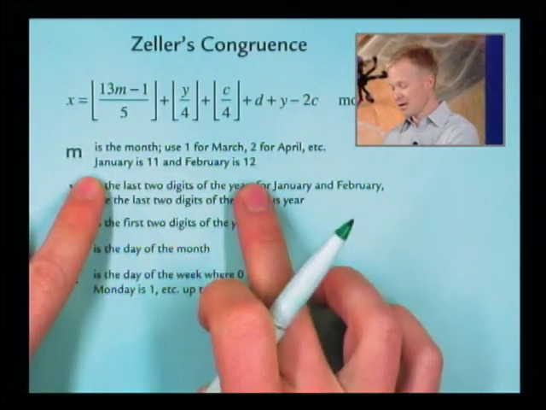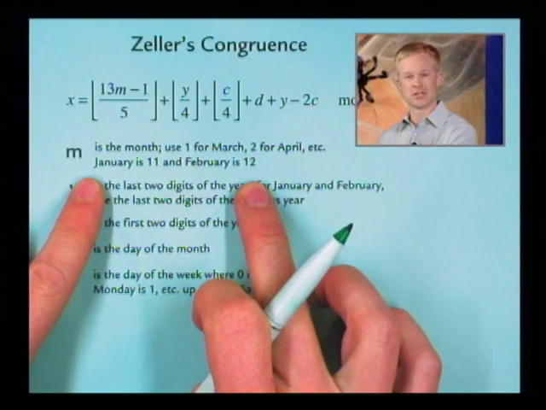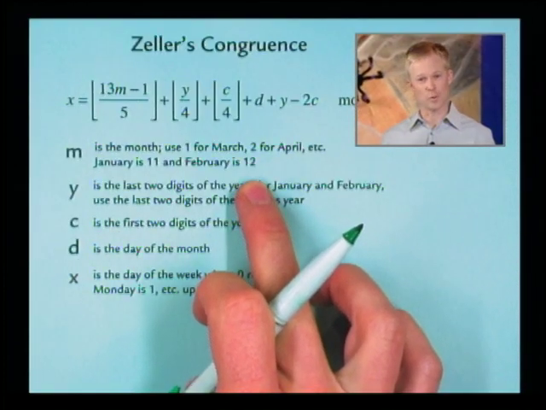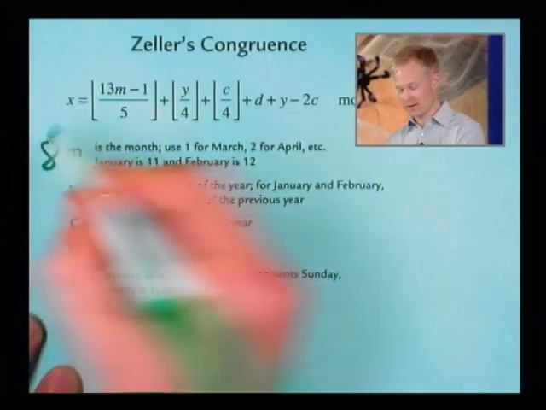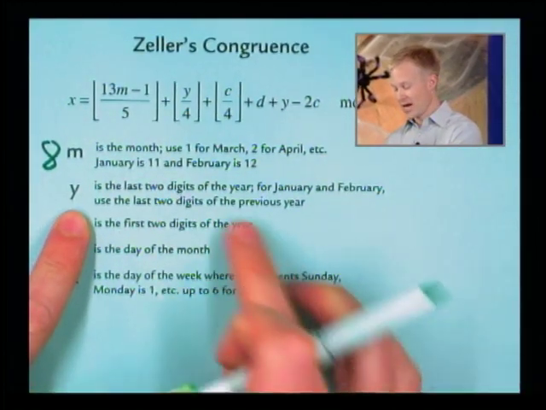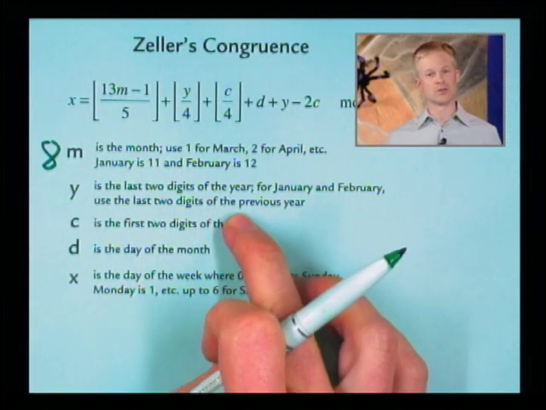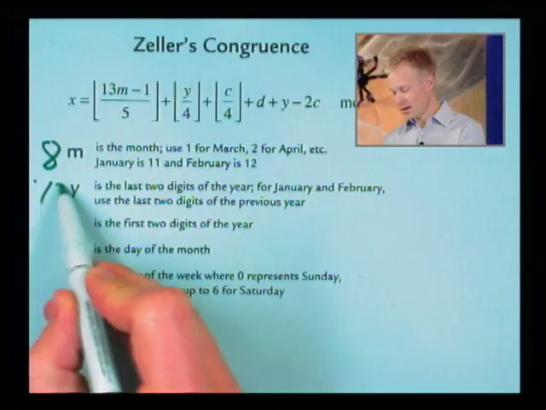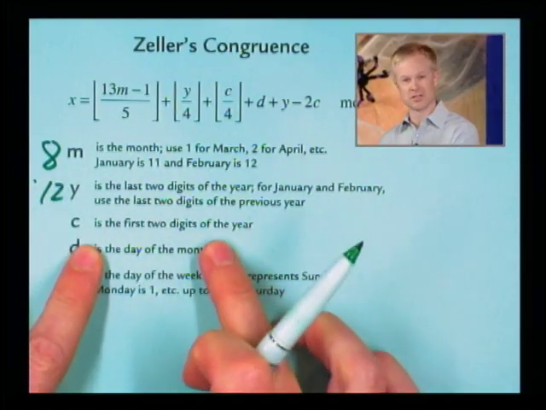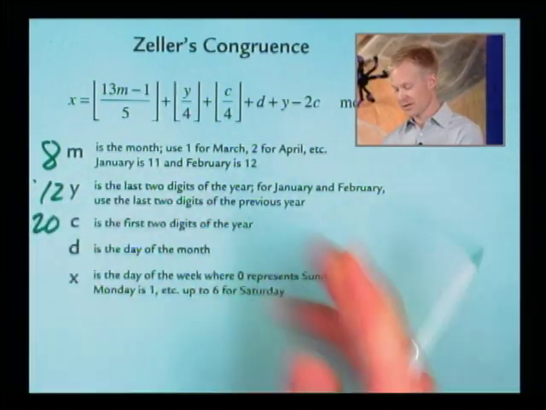So M is the month, and if 1 is for March and 2 is for April, etc., that means October is an 8. So M is going to be 8. I'll put a little 8 there. Y is the last 2 digits of the year. And I mentioned we're going to do 2012. So Y will be 12. And C is the first 2 digits of the year. That'll be 20 for 2012.